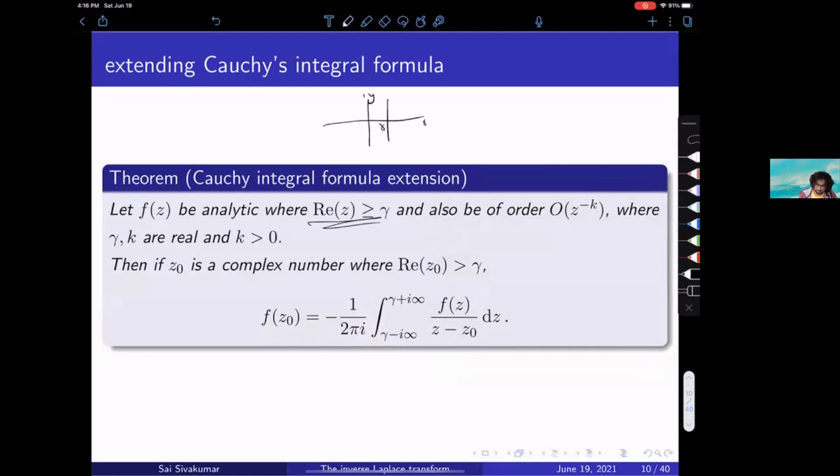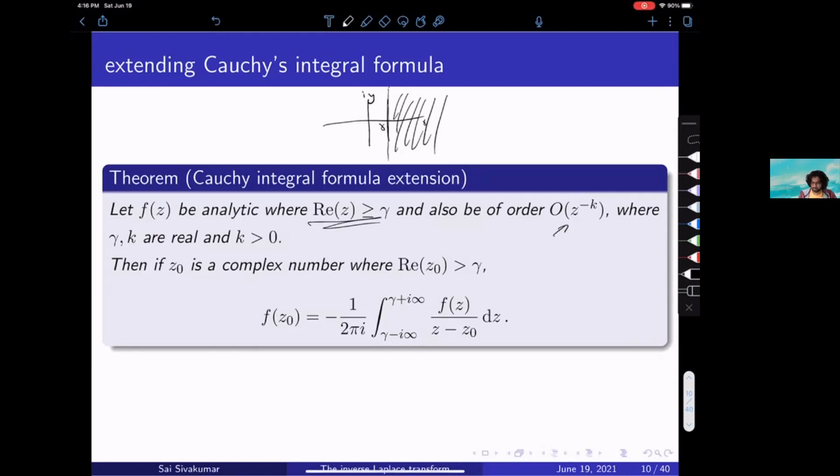So x, this is iy. So if gamma is this line, and the real part of z is greater than that, then it's somewhere over here. So f should be analytic in that half. And we also want f to be of this order, z to the minus k.